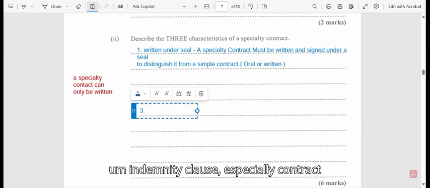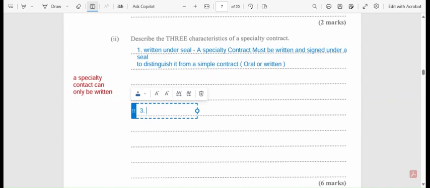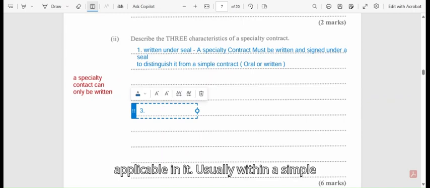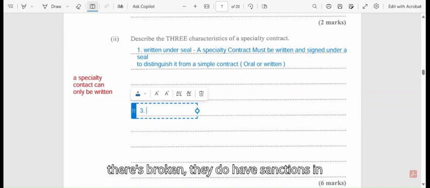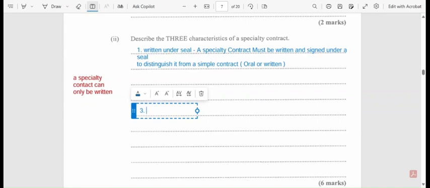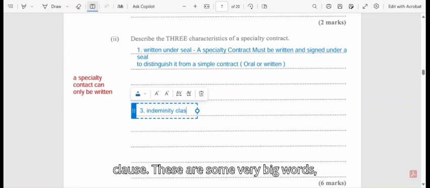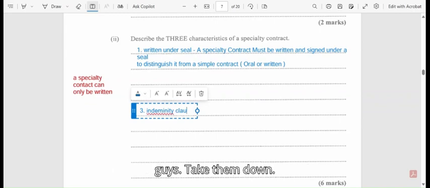Another one could be the indemnity clause. A specialty contract often includes an indemnity clause. This includes mandatory things that must be applicable in it. Usually within a simple contract, those things can be broken, but in the case of a specialty contract, once they are broken, there are sanctions in place to stop the action itself. So let's go into that. Then we have the indemnity clause. These are some very big words, guys. Take them down.